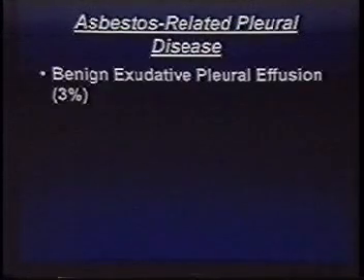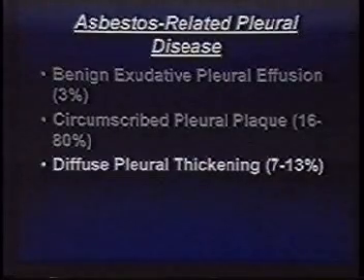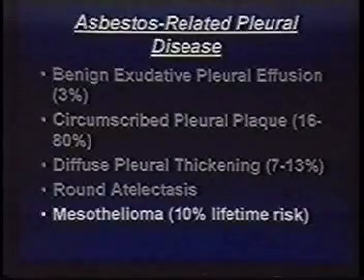The manifestations of asbestos-related pleural disease include benign exudative pleural effusion, which is the least common of the manifestations, circumscribed pleural plaques, which are the most common, diffuse pleural thickening, round atelectasis, and mesotheliomas.